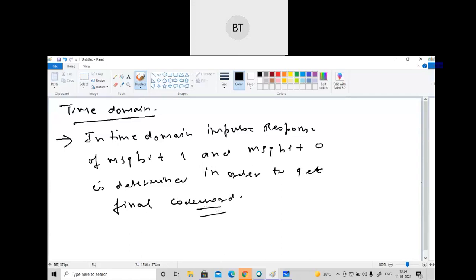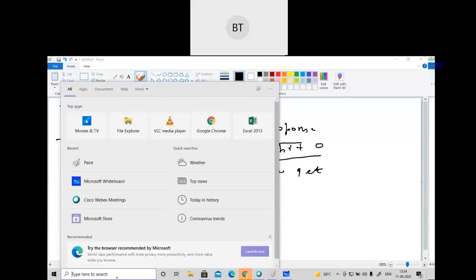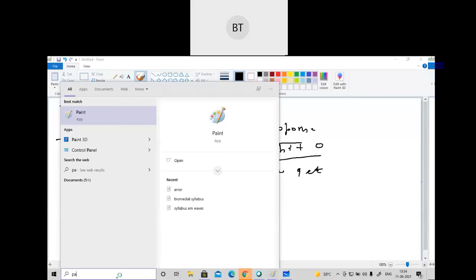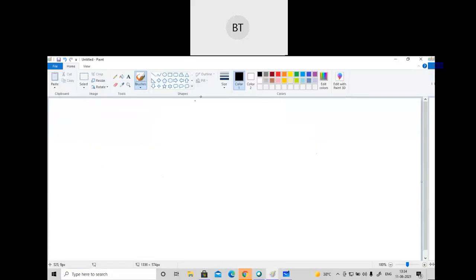So two things are required in time domain. First of all, we have to calculate the impulse response of message bit 1. Then we have to calculate the impulse response of message bit 0. Then we will see what is the final code word. So this is the theoretical part. One question I will tell you, and we will solve one question. The rest of the questions we will solve in the next session.